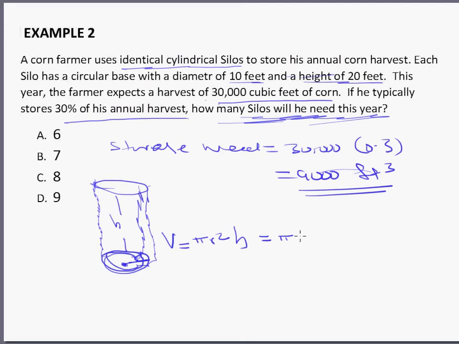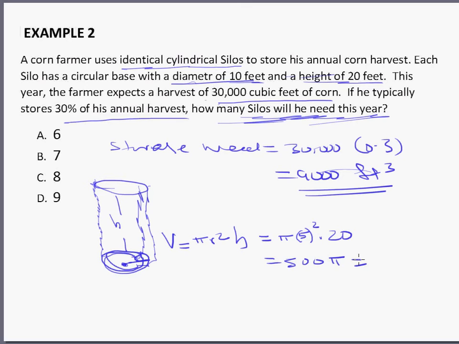So the volume of the silo that we are talking of will be equal to pi. We are given the diameter to be 10 feet, so the radius will be 5. The radius squared is 25, and the height in this case is 20. So pi r squared times height is 25 times 20, which will be 500 pi. That is how much the volume is.